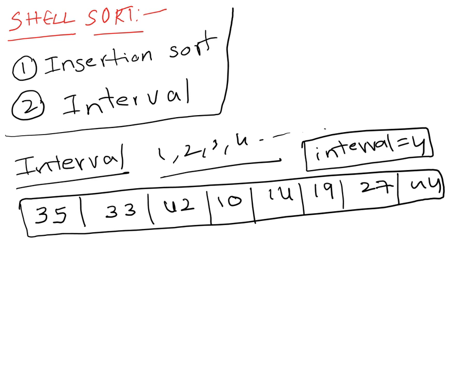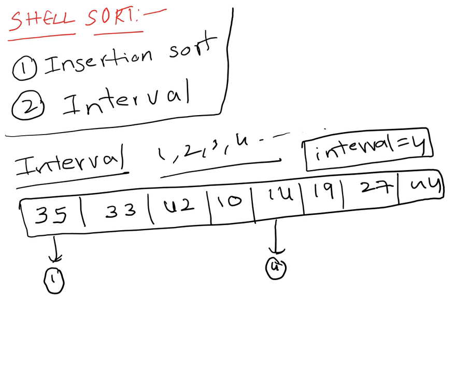So these are the elements we have in the array. We need to sort these elements. Now I am using the concept of interval. Interval is 4. Now this is the 1. Count from here: 1, 2, 3, 1, 2, 3, 4. So here this is the 4.